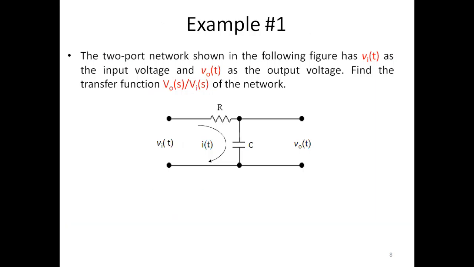Now we will consider one example where a two-port network is given. In that, R and C are the components given. Output is V0 of t, input is Vi of t. So we need to find the transfer function of the given electrical network. Here, if we apply KVL to the loop, we can easily get Vi of t is equal to the voltage across the resistance, which is I of t into R by Ohm's law, plus the voltage across the capacitor, which is nothing but 1 by C integral of I of t dt. V0 of t is nothing but the voltage across the capacitor, same formula.